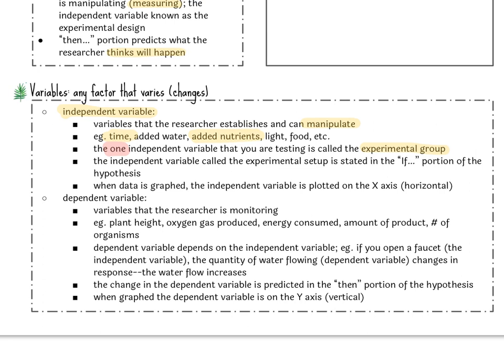Okay, so moving on to the next bullet. The independent variable, called the experimental setup or experimental group, is stated in the if portion of the hypothesis. So the if portion that we talked about right up here, the first part of your hypothesis is going to be your independent variable. And we'll talk more about hypotheses and independent variables in a minute, so it'll make more sense, hopefully, if it doesn't right now.